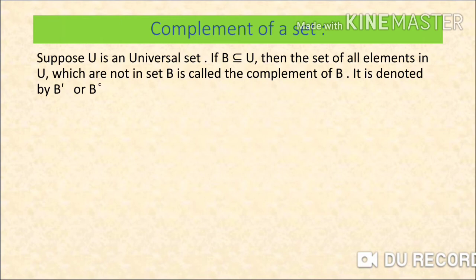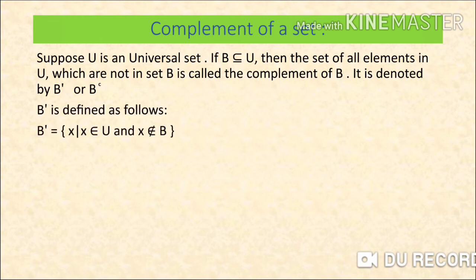It is denoted by B complement, that is B dash or B complement, and is defined as follows. How can we define it? B complement is the set of all x such that x belongs to the universal set and x does not belong to set B.